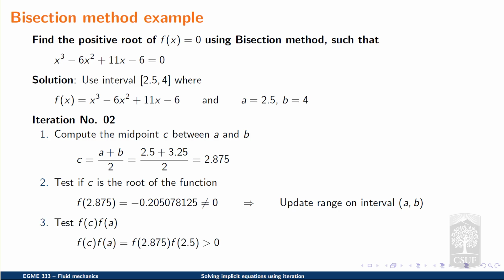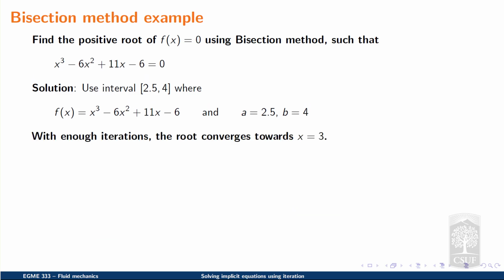So we test to see what the value of f of c times f of a is equal to. In this case, the product of f of 2.75 times f of 2.5 yields a positive quantity. So we update the value a to equal c, so a's new value is 2.785. So we can continue iterating through this method until eventually, with enough iterations, the method will eventually converge to the root x equals 3.